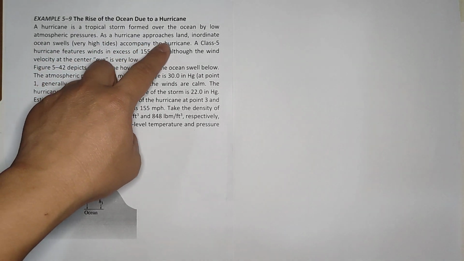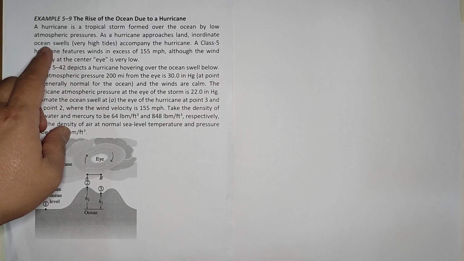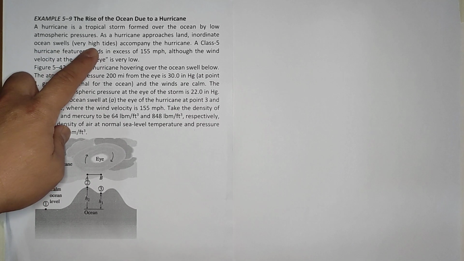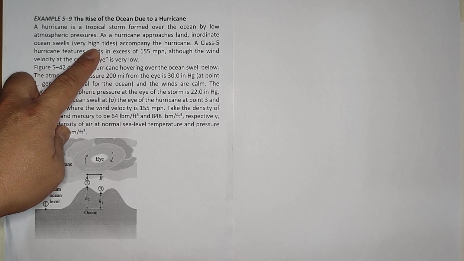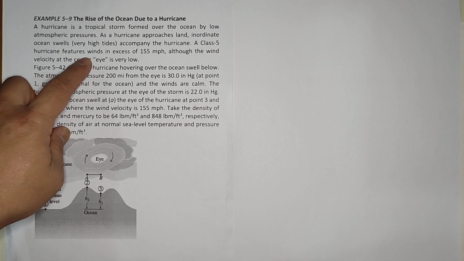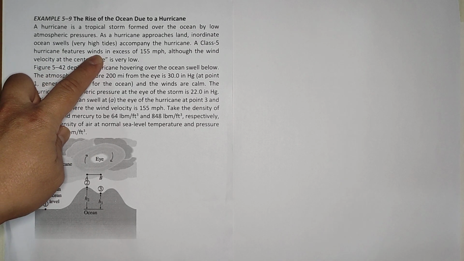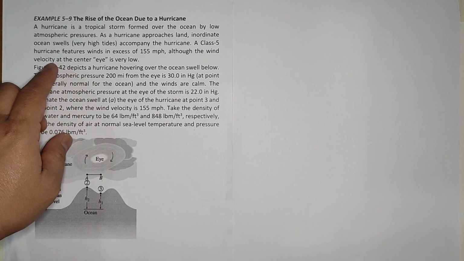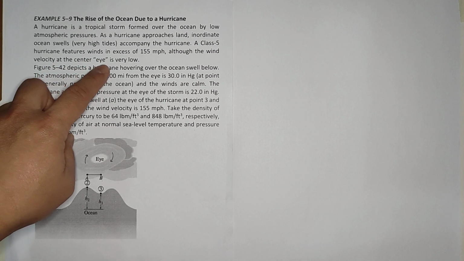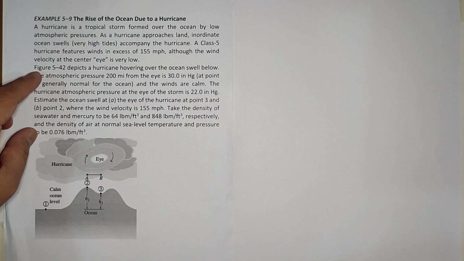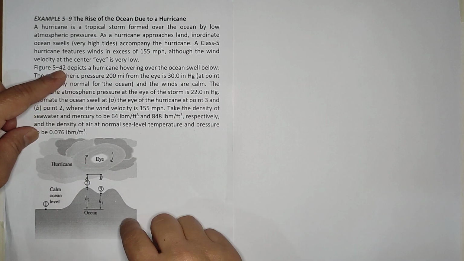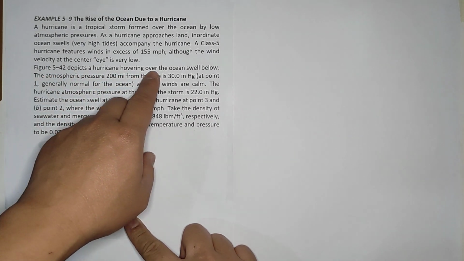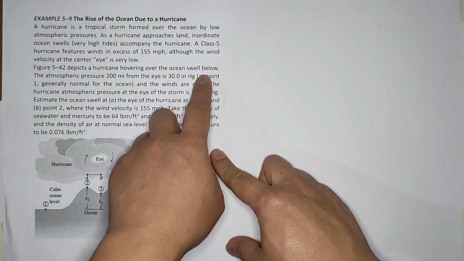As a hurricane approaches land, inordinate ocean swells bury high tides accompanied by hurricane. A Class 5 hurricane features winds in excess of 155 miles per hour, although the wind velocity at the center of the eye is very low. Figure 5.42 depicts a hurricane hovering over the ocean swell below.